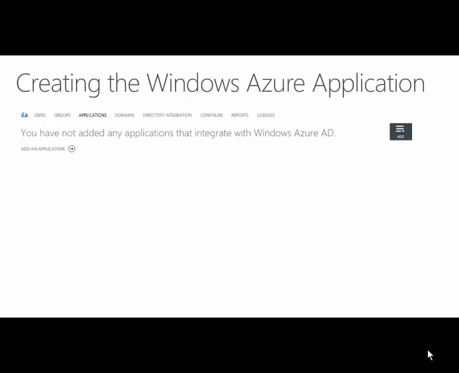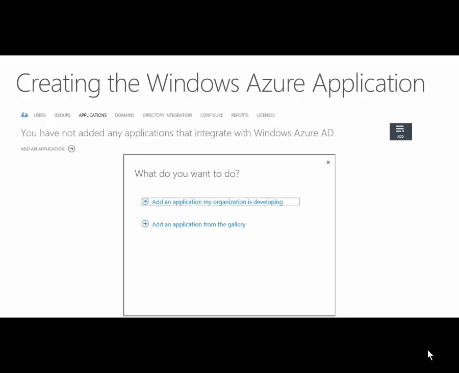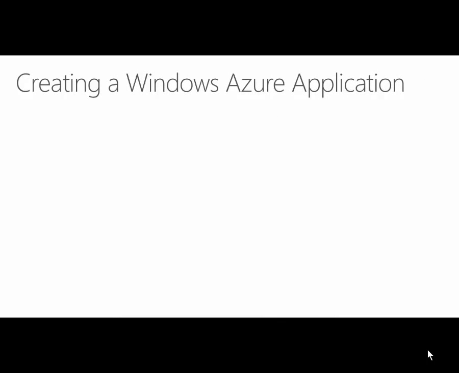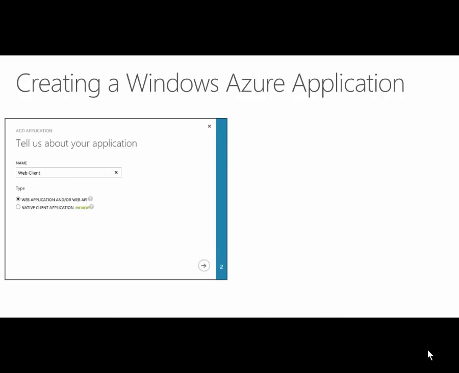Once you do either add an application or click the add button, you're going to get a prompt that says, what do you want to do? And in our case, we're going to want to add an application my organization is developing. That's the option we're going to select. And once you do that, we're going to be prompted with an add application window.